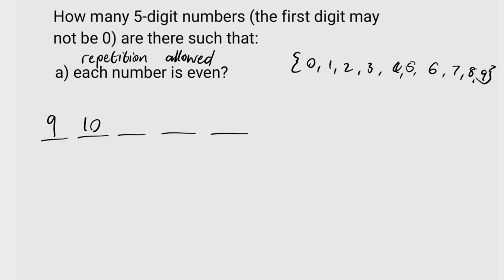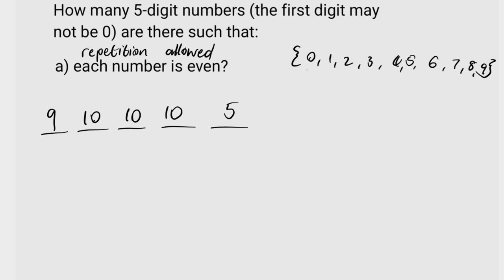Yeah, not 10 factorial, but just 10 for the second option, right? Because there's no restrictions on the second digit, no restrictions on the third digit, no restrictions on the fourth digit. But on this one, it has to be even. And how many even numbers are there from 0 to 9? There's 5: 0, 2, 4, 6, and 8.